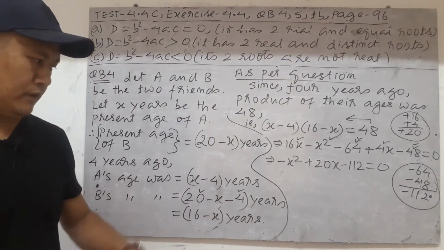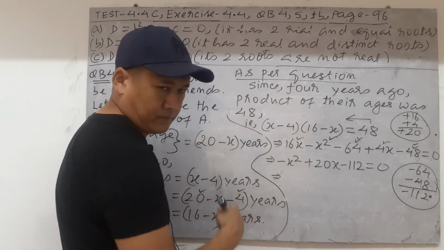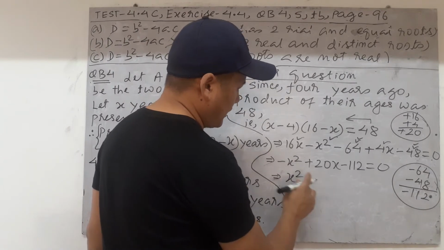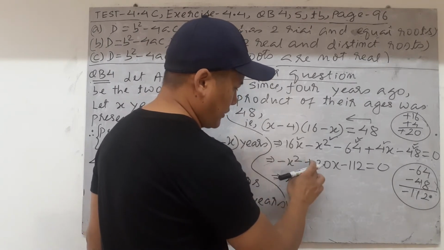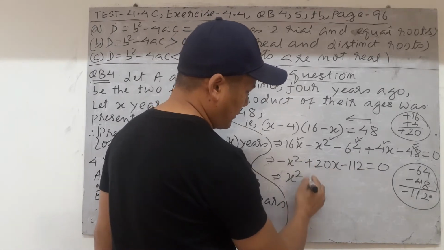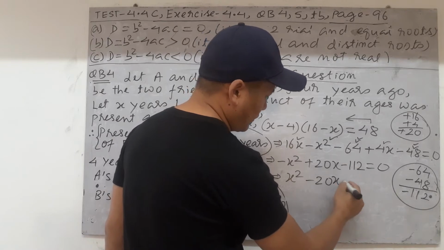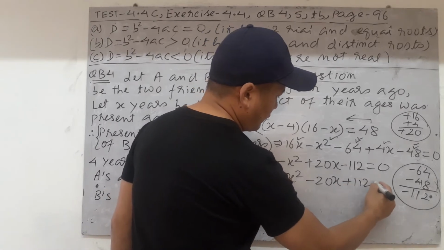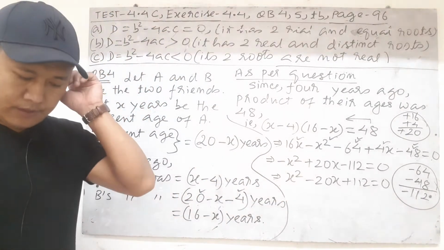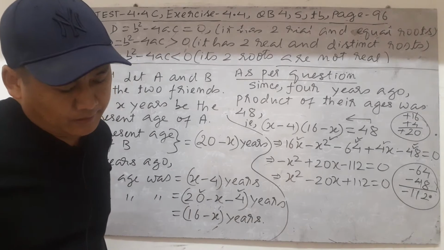Normally we want to write our quadratic equation with the first term, the x squared term, positive. So change minus x squared to plus. If you change this, that's possible, but the sign of the remaining terms also should change. So plus 20x becomes minus 20x, minus 112 becomes plus 112, equal to 0. That way we get this changed to positive. Okay, so let us do that.